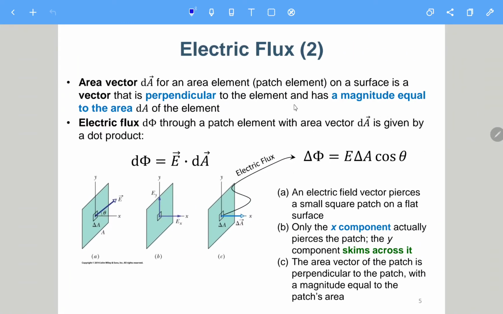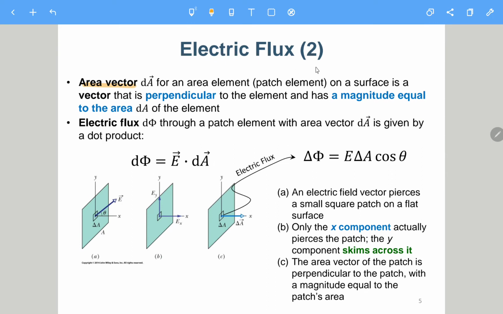Okay, so here we try to define the electric flux rigorously. First we define what we call the area vector. So the area vector is of course a vector. For a vector, we should know the magnitude and also the direction. For the magnitude, it is easier to understand, because the magnitude of an area vector is the area itself. So it is trivial.